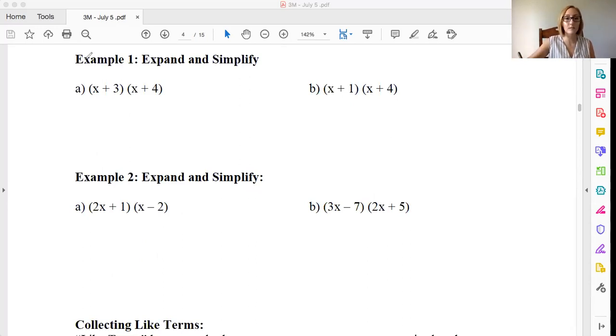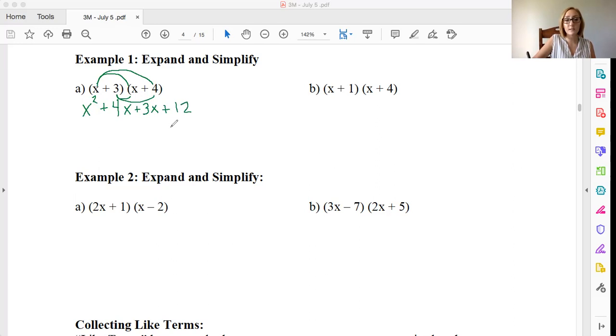Here we have example 1: x plus 3 times x plus 4. You multiply your first terms, so x times x becomes x squared. Then you multiply your outer terms, so 4 times x becomes 4x. I messed up a little bit here because I wrote a little too close. Then 3 times x becomes 3x, and 3 times 4 is 12.